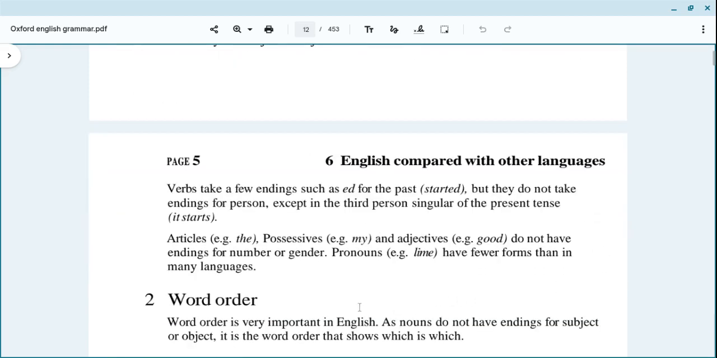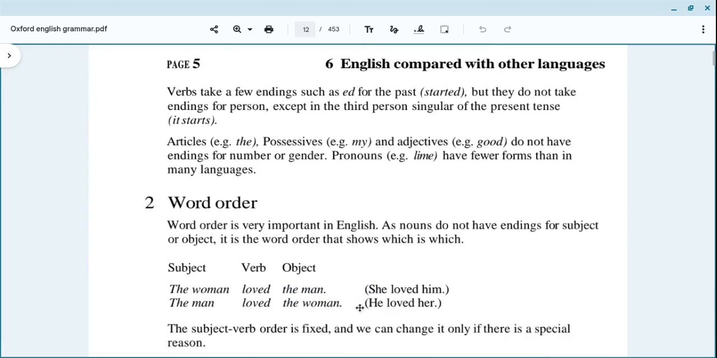Verbs take a few endings, such as ed for the past, started, but they do not take endings for person, except in the third person singular of the present tense, it starts. Articles (the), possessives (my), and adjectives (good) do not have endings for number or gender. Pronouns have fewer forms than in many languages.